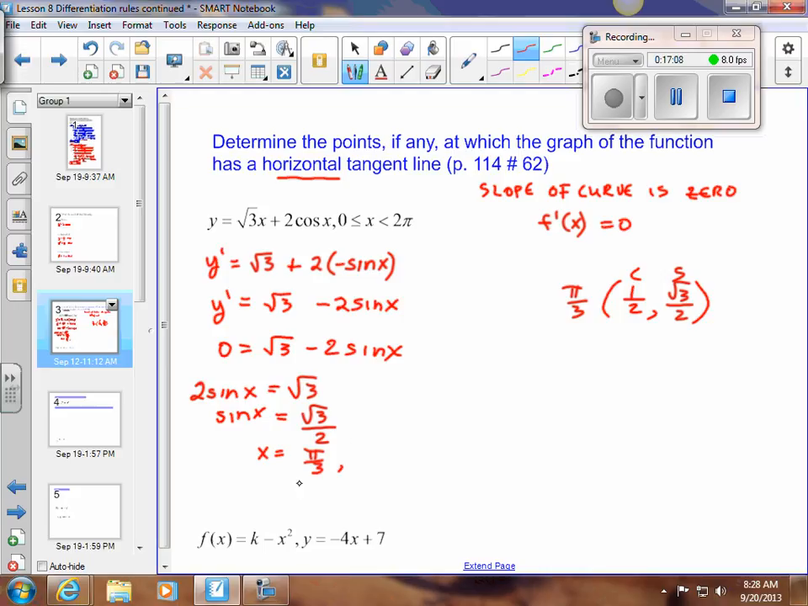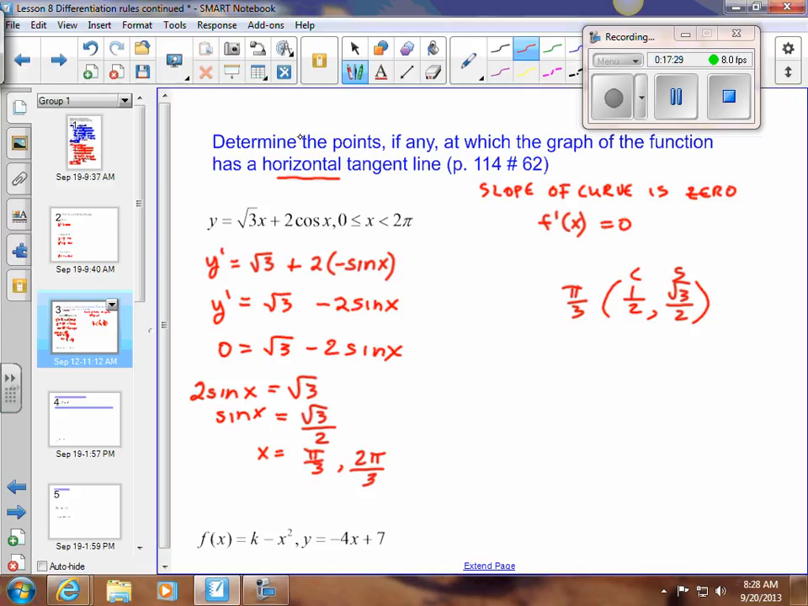And so what is the angle in quadrant 2 that has a y coordinate of square root of 3 over 2? 2 pi over 3. Unit circle.